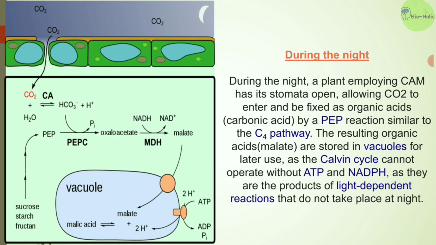During the night, a plant employing CAM has its stomata open, allowing carbon dioxide to enter and be fixed as organic acids, by a phosphoenol pyruvate reaction similar to the C4 pathway. The resulting organic acid, that is the malic acid, is stored in vacuoles for later use, as at that time the Calvin cycle cannot operate without ATP and NADPH, as the ATP and NADPH are the products of light dependent reaction that do not take place at night.